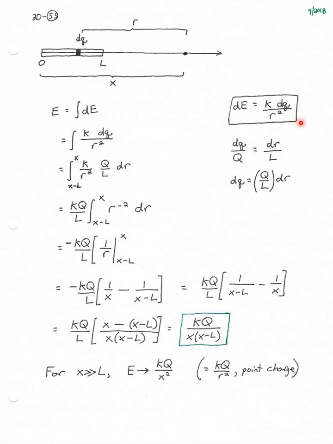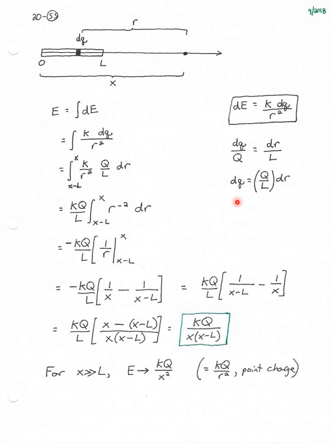And that actually goes back to when we first learned about the electric field from a point charge. So k over r squared dq. Now, we're going to set up a ratio here. The ratio is that the charge element as a portion of the entire charge is equal to dr, and think of dr as the length of the charge element over the length of the rod. So dq over q equals dr over L. And then we can say dq is q over L times dr.